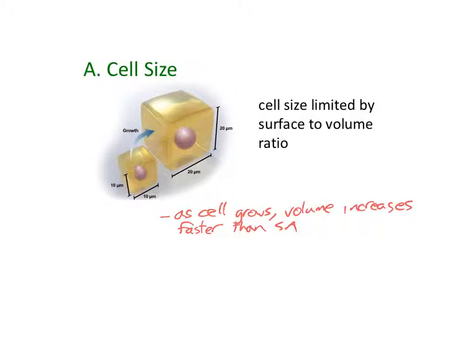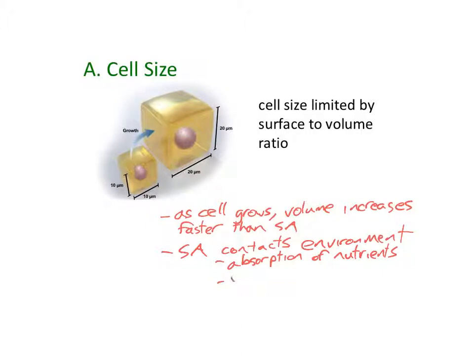And since surface area is the region that is in contact with the environment, this is where we get both absorption of nutrients and also secretion of waste. So basically what happens is, when a cell gets too big, the rate of transfer can't keep up with the needs.